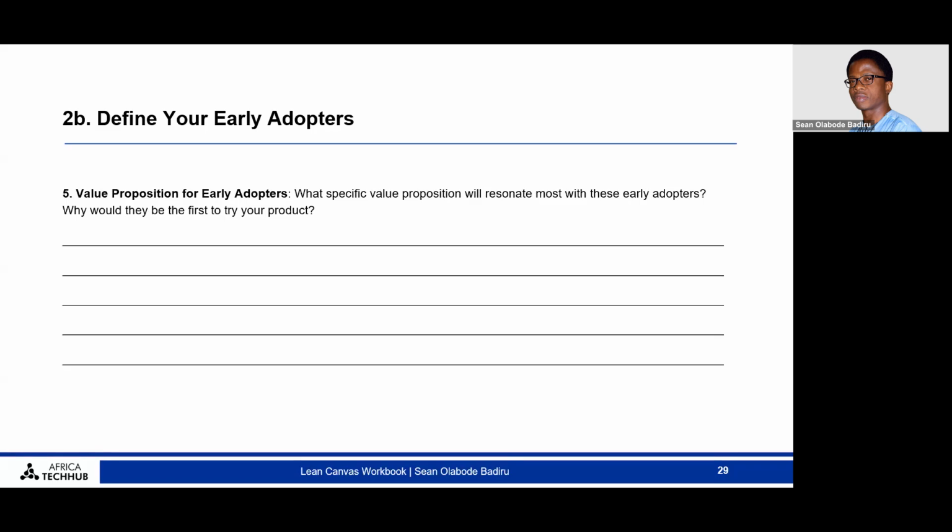So where to find them, in all of these places Iggy has mentioned. And then value propositions for early adopters. What specific value propositions will resonate most with these early adopters? I think we have unique value propositions, that should be the next problem. But let's look at general value propositions for early adopters. So what are you going to tell them?